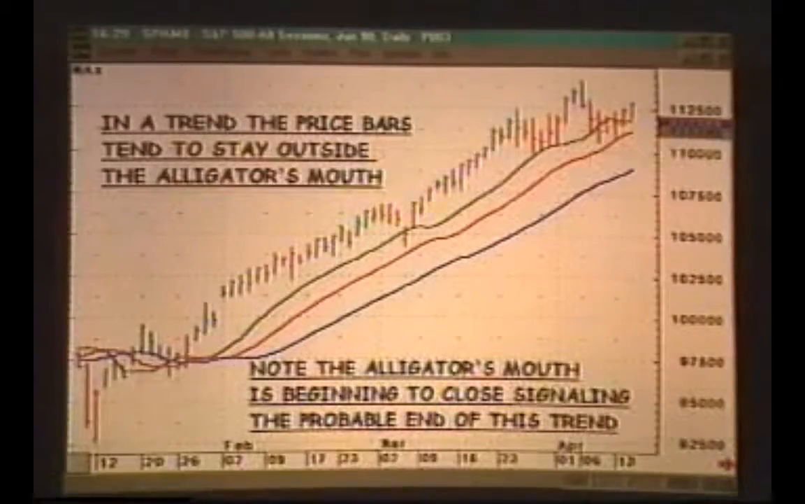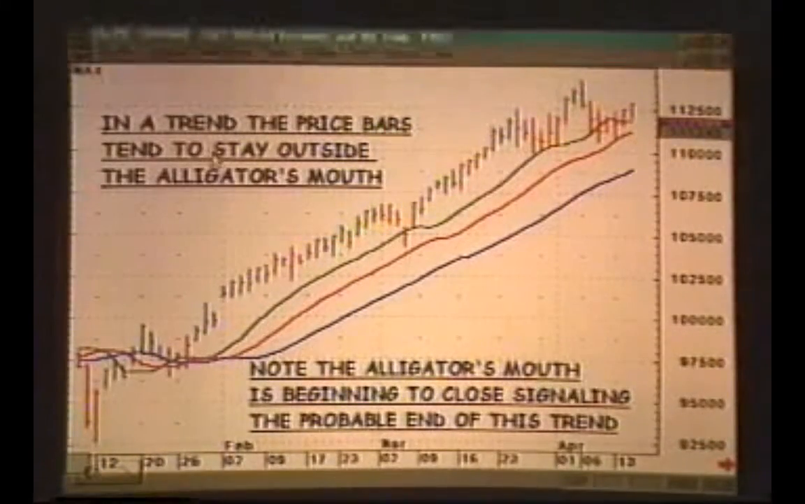Let's take a look at an actual market itself. Here's the daily chart of the S&P, and we've seen this chart before. You remember this is the big run-up between February and the middle of April. And notice that in a trend, the price bars tend to stay outside the alligator's mouth. Remember that our first fractal out of the mouth was where you would have gone long, and as long as the prices are outside the alligator's mouth, then you know that you're in a trend.